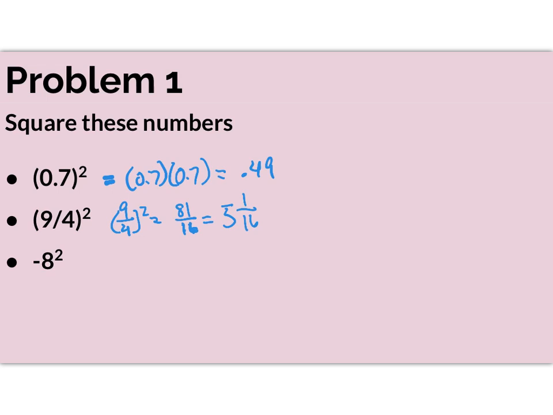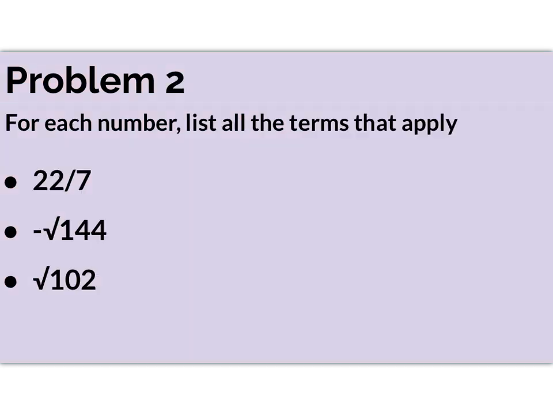If you forget your 16 tables, you can look on the multiplication chart, or you can go back to one of the fraction videos dealing with improper numbers. 8 squared is 64. There's a negative on the outside, so this gives us negative 64. Let's look at our next problem.